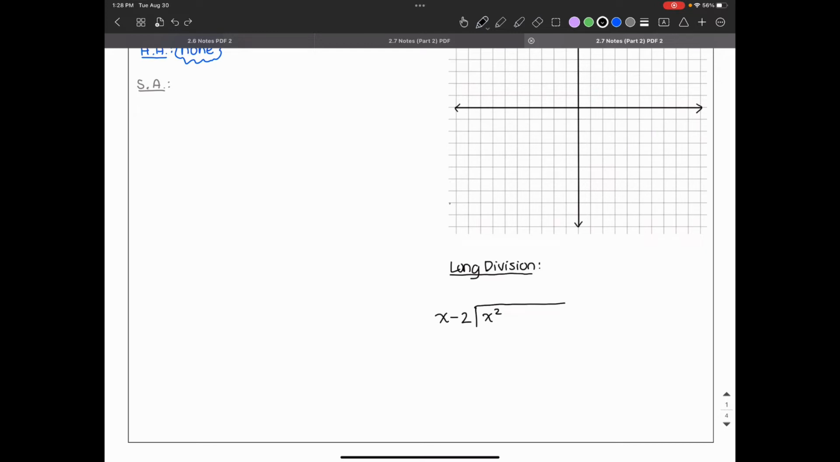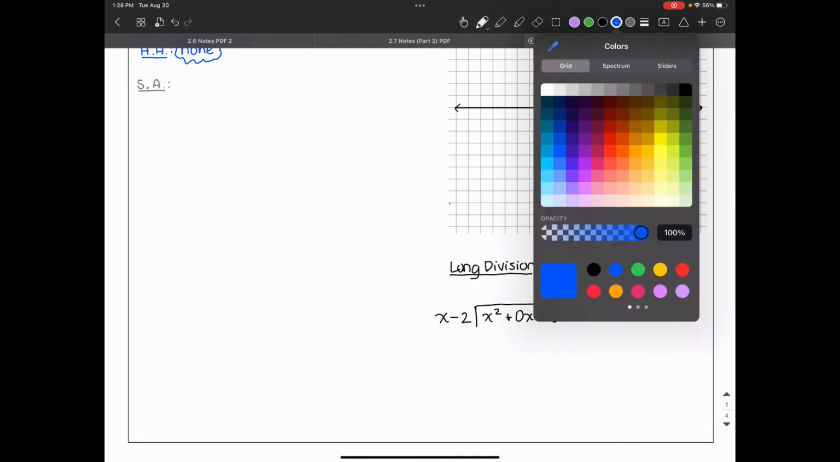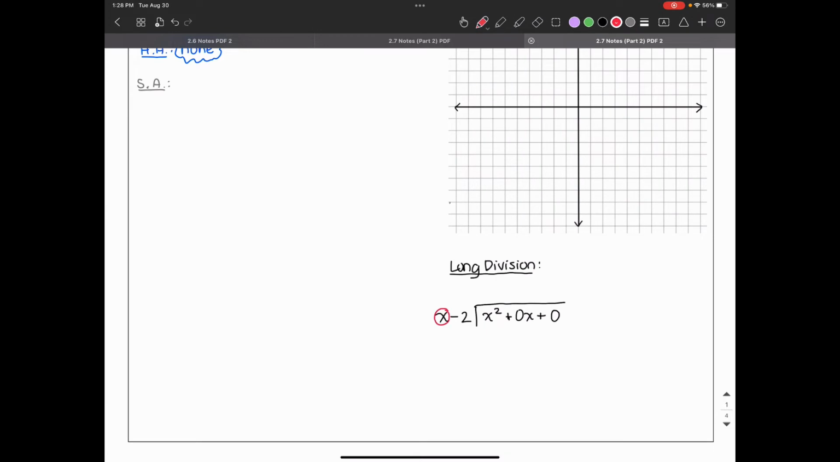So I have x squared. I'm going to write plus 0x to the first power, or 0x, plus 0x to the 0th power, or just 0, just to keep everything in a tidy line so I don't make any mistakes. Then I'm going to ask myself, what do I have to multiply x by to get x squared? I have to multiply x by x to get x squared, so I put an x in the top there.